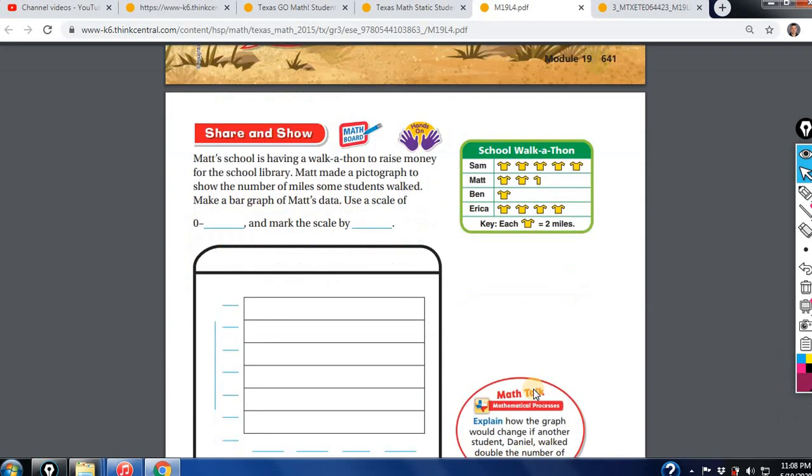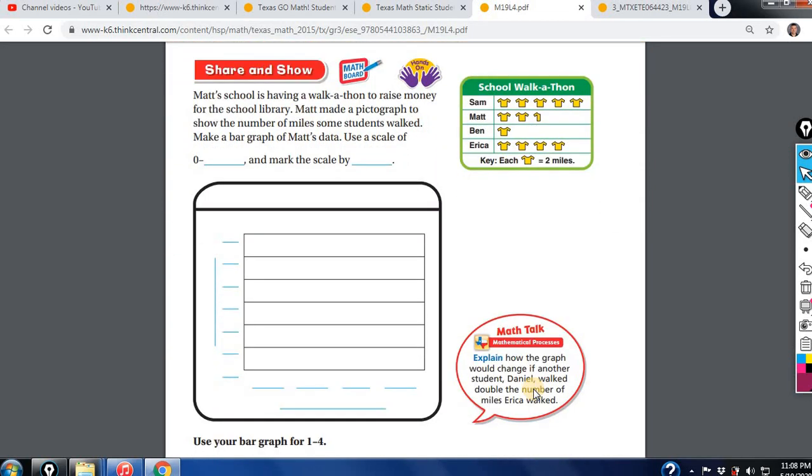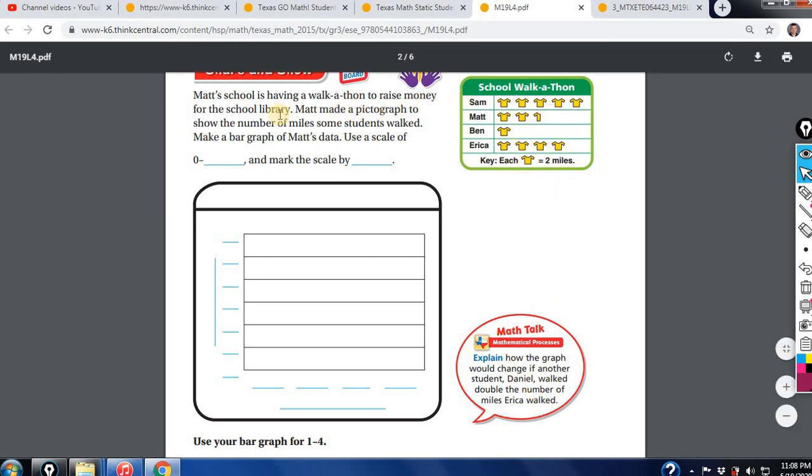So now we're going to look at this one. Now we're going to do the exact same thing, but now you're looking at pictographs. So Matt's school is having a walkathon to raise money for the school library. Matt made a pictograph to show the number of miles some students walked. Make a bar graph of Matt's data. Use a scale of 0 to what? Well, what's our highest number? And then remember, in the pictograph, each little shirt represents 2 miles. So let's get the highest number. 2, 4, 6, 8, 10 is the highest.